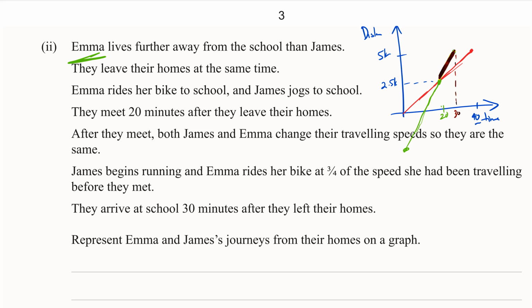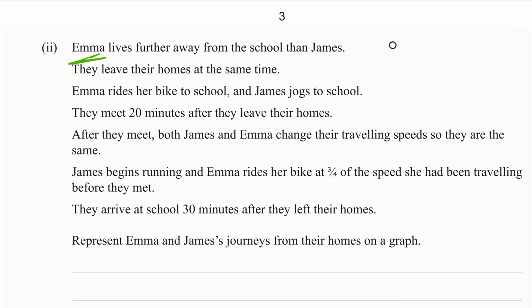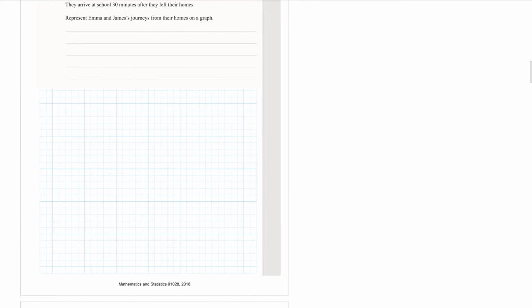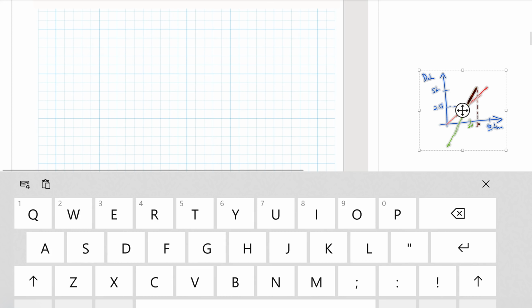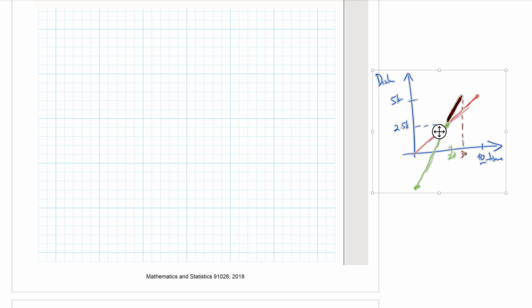Okay, so now we've been asked to represent Emma and James's journey from their homes in a graph. Now we've done a rough sketch here, so what we're going to do is draw it up a bit. And I think we've been given a graph. So I'm going to take this sketch and go to the graph. Okay, so I just need to draw it a bit more accurately.